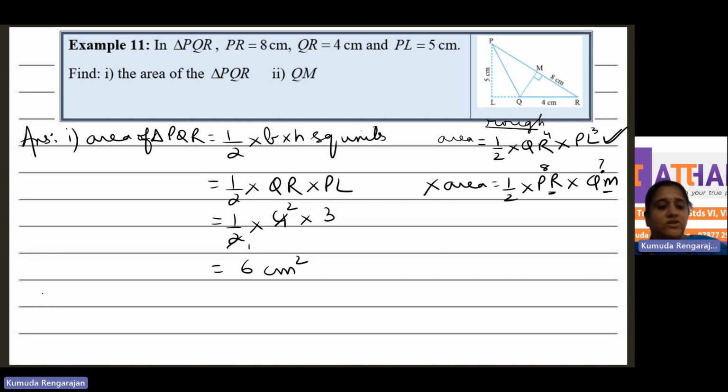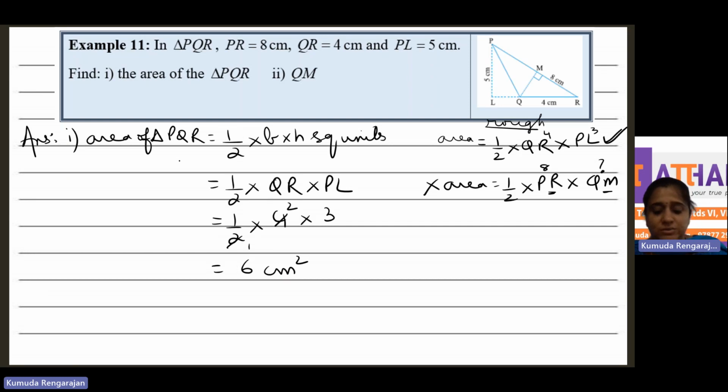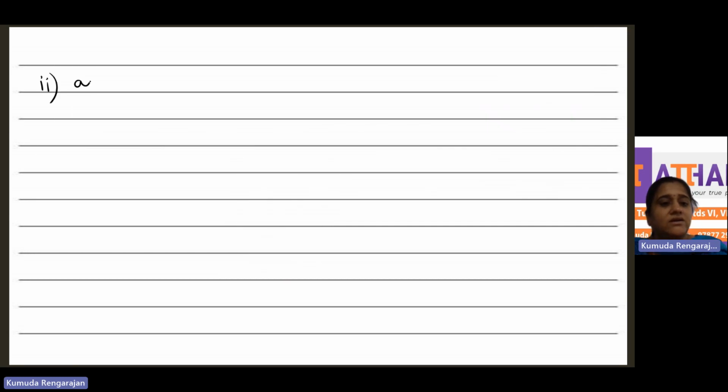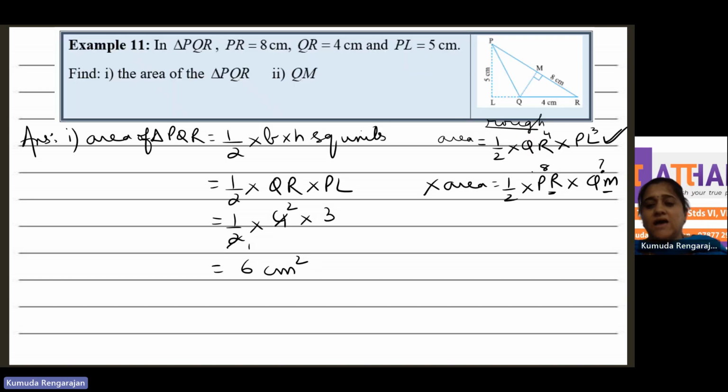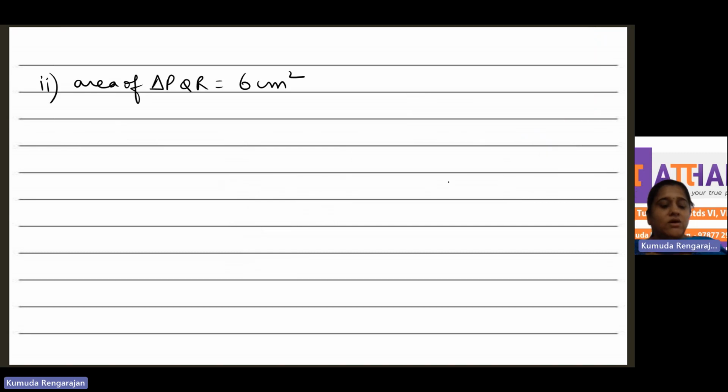Now we need to find QM. The second subdivision is to find QM. What is the area of the triangle PQR? 6 centimeters square. Write that. Area of triangle PQR is equal to 6 centimeters square. What's the other formula? Half into PR into QM, the other one which we did not use.